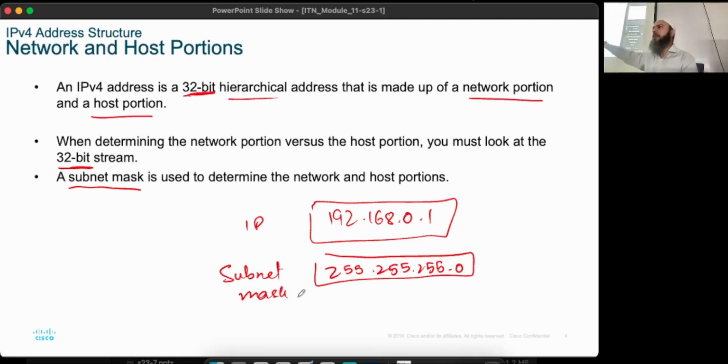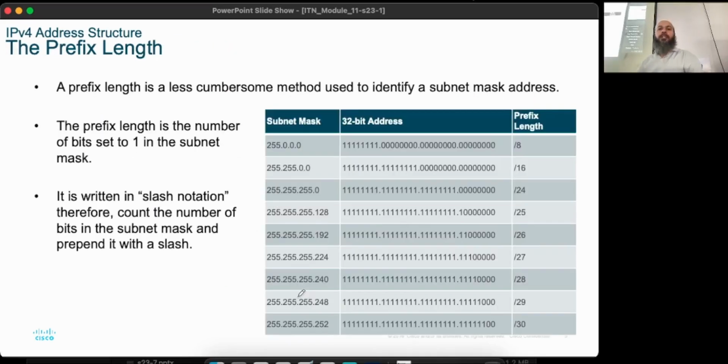So 255, we'll convert it to binary and then it's going to make sense. In binary, there is only 1 and 0, obviously. So it's either 1 or 0. If it's a 1, it's a network portion. If it's a 0, it's a host portion. We have examples. I understand it doesn't make sense right now. All right, so these are some examples over here.